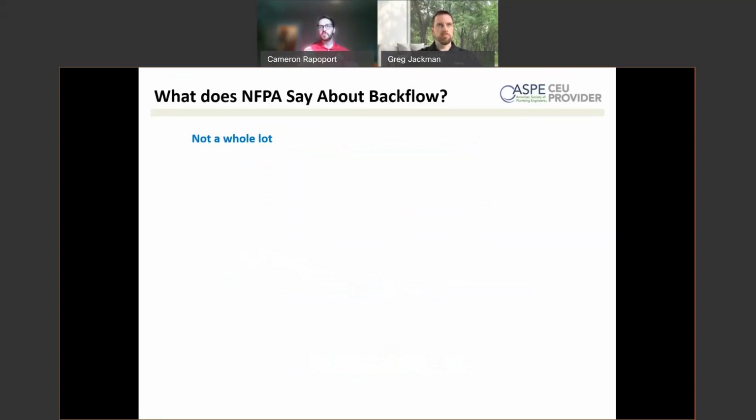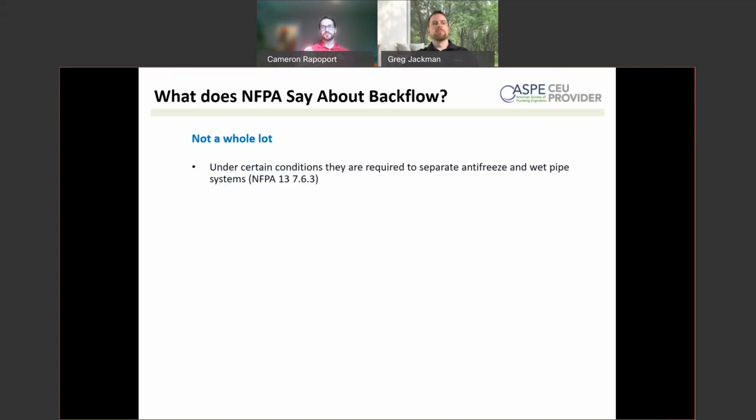Another thing I want to talk about is, what does NFPA say about backflow? So this is going to be your primary code organization for fire sprinkler systems. The answer is not a whole lot. They do say some stuff, so let's go through that. Under certain conditions, they want you to separate antifreeze and wet pipe systems with a backflow preventer, which we talked about, right? The antifreeze is going to be a high hazard, and you might be protecting that with a high hazard type backflow preventer, but the main system with a lower hazard one. Again, it depends on code.